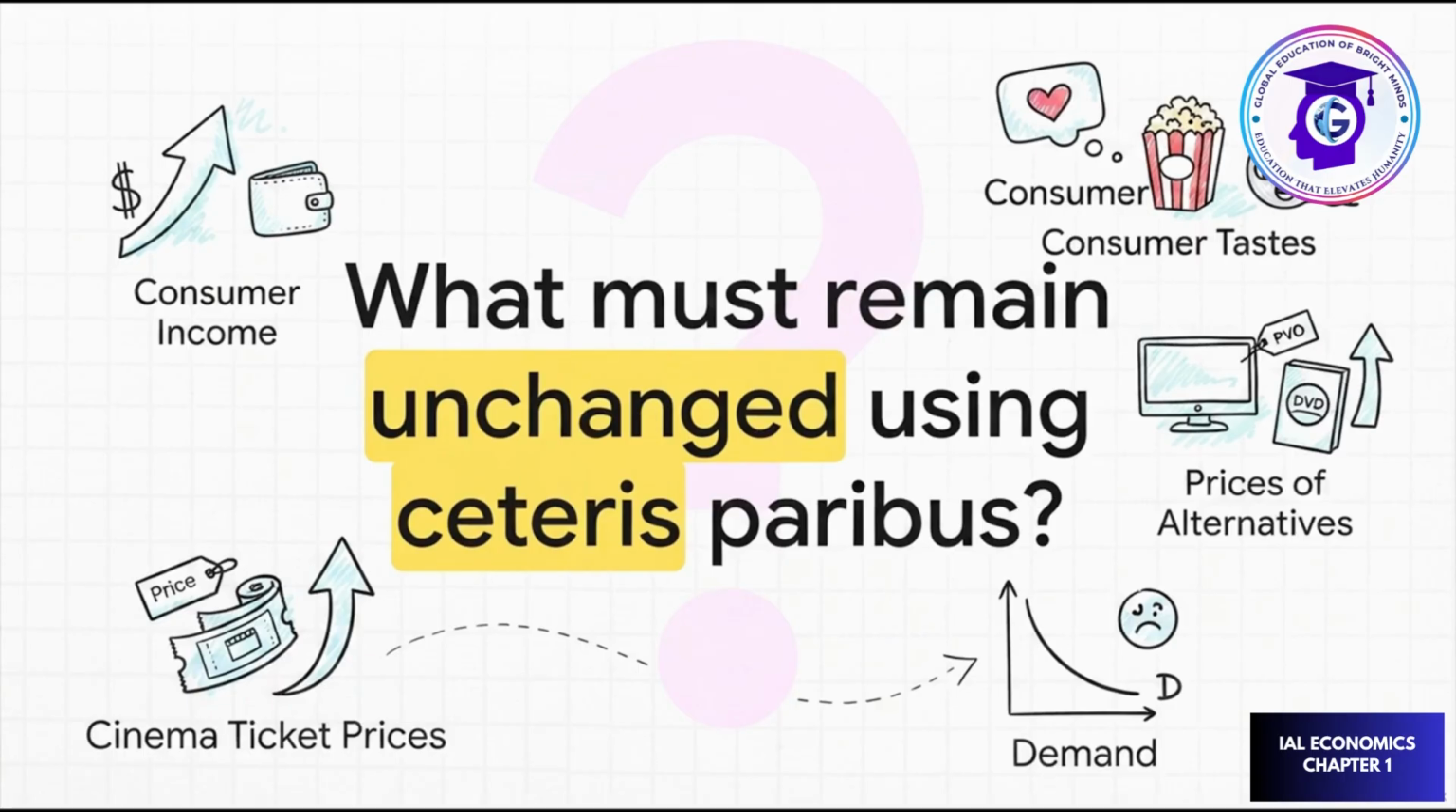If you chose D, all of the above, you are spot on. We have to assume all of those outside factors remain completely equal. Otherwise, there's no way we could prove it was specifically the ticket price that caused the drop in demand.